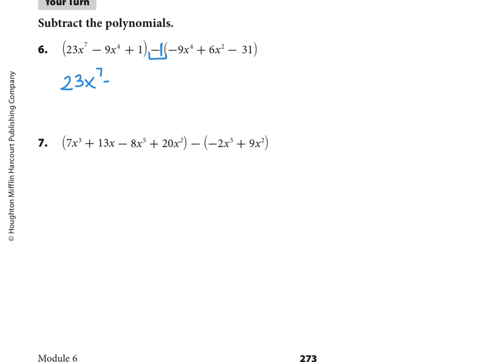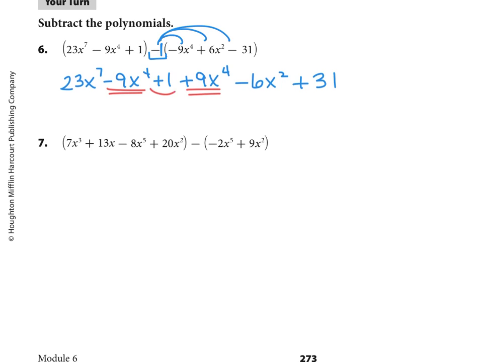23x to the 7th minus 9x to the 4th plus 1 plus 9x to the 4th, right? I'm distributing a negative 1, minus 6x squared plus 31. And now we're just combining like terms. Some of you may also have found in the past that it helps to underline or circle the things that go together just to see that a little bit more quickly.